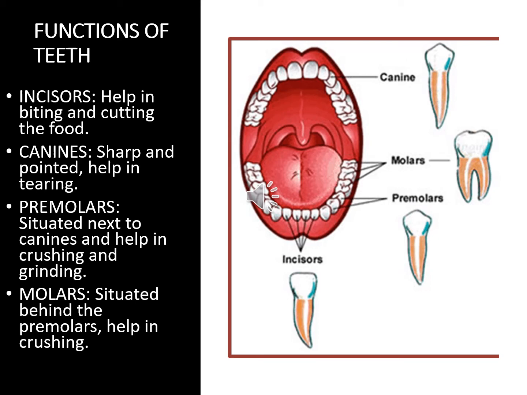Then come the premolars, situated next to the canines, which help in crushing and grinding of food. Molars are situated behind the premolars. So they are the innermost teeth in our jaw. And they also help in grinding and crushing the food. The molars and premolars usually have a flattened top. As you can see, they are a little flattened and that gives a nice surface area for crushing and grinding the food.